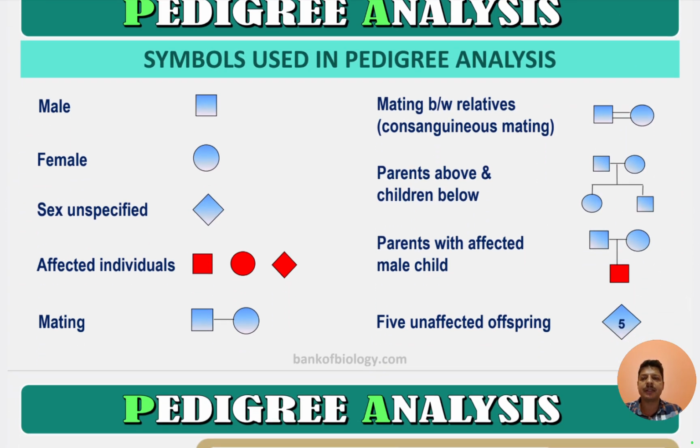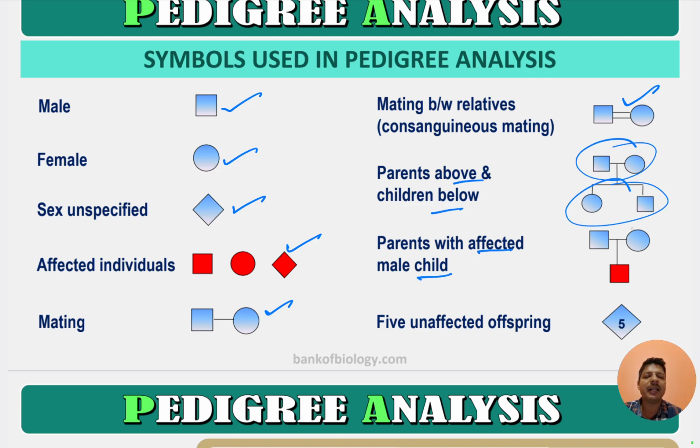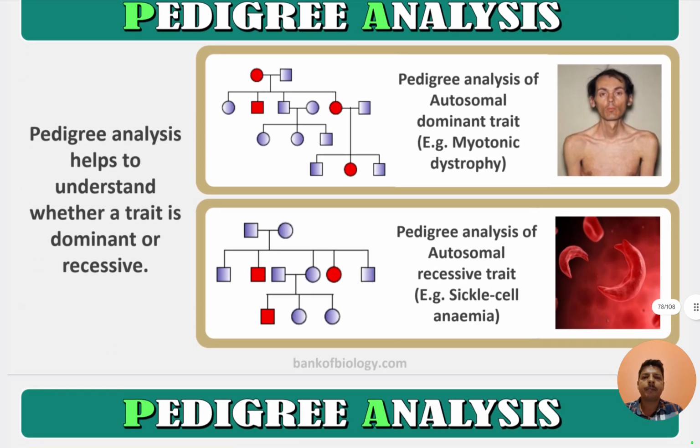First of all, remember the symbols. Male has a square symbol, female a round symbol, then sex unspecified, affected individual, mating, a single line between them. Mating between relatives has a double line. Parent above, children below; parent with affected male child; parents normal, a male child affected; five unaffected offspring, this symbol. Here, pedigree analysis helps to understand whether a trait is dominant or recessive.